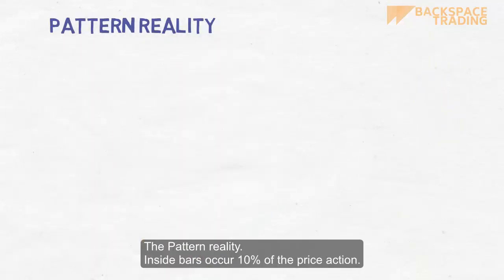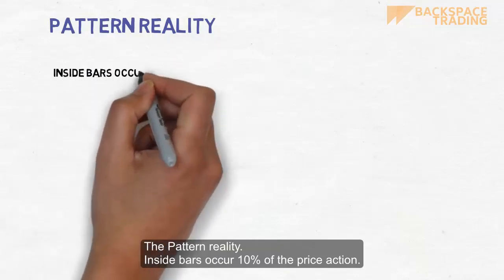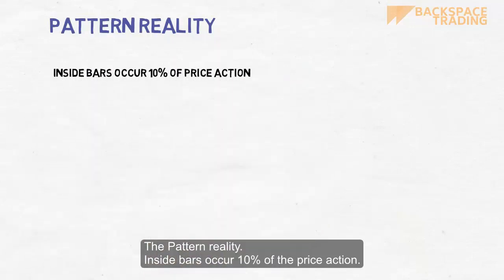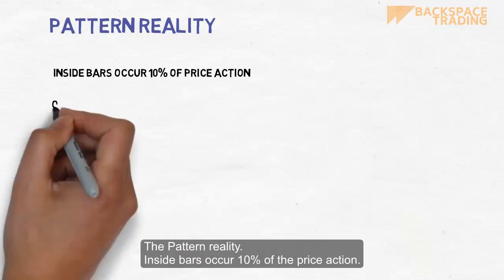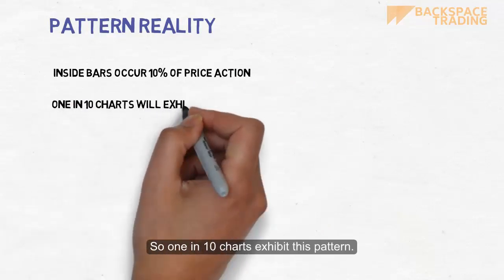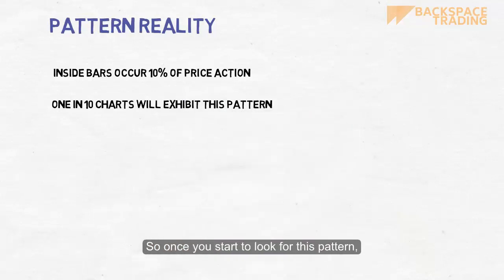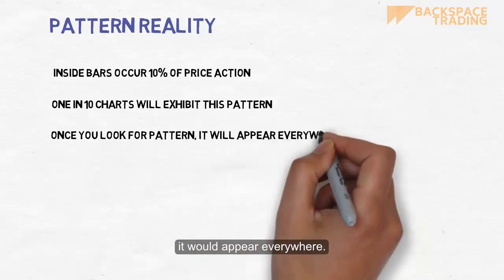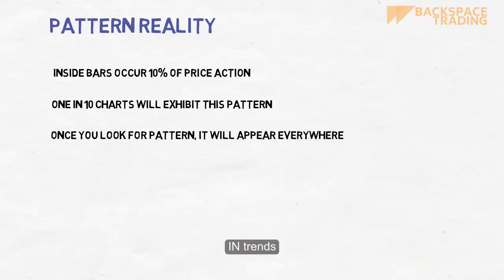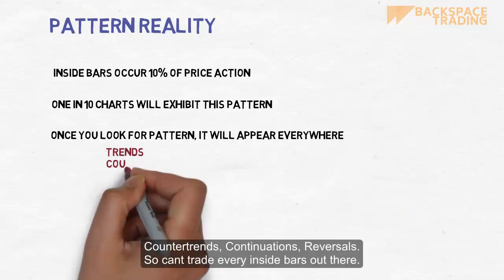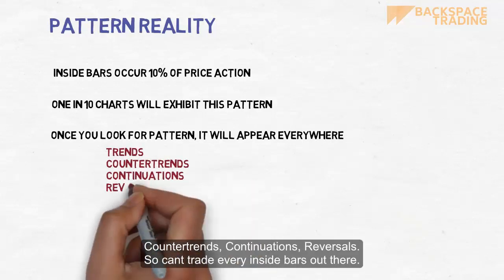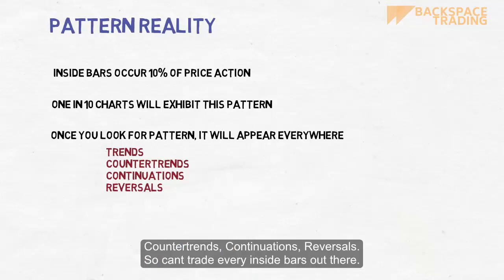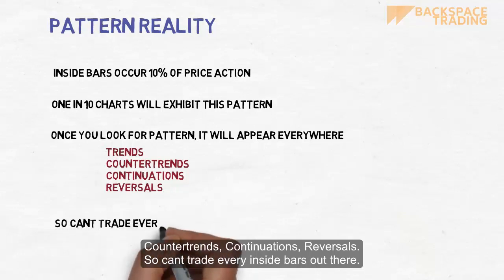Let's see the pattern reality of this. Actually, inside bars occur in 10% of price action. That means 1 in 10 candles exhibit this pattern. So once you start to look for this pattern, it is going to appear everywhere. Everywhere in the sense it can be trends, counter trends, continuations, reversals. So you can't trade every inside bar out there, okay?